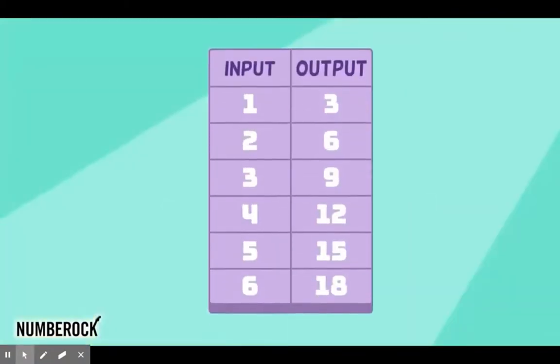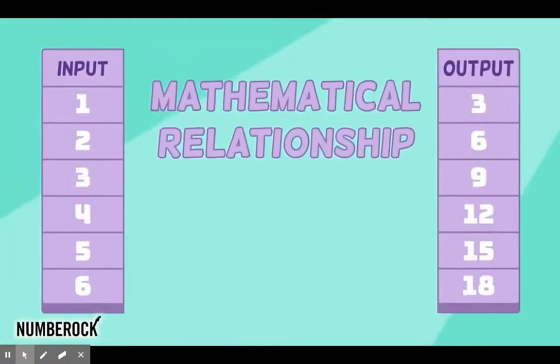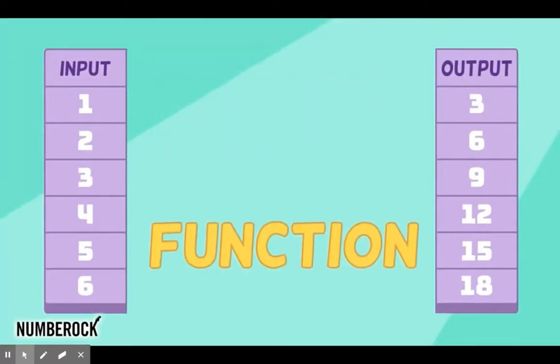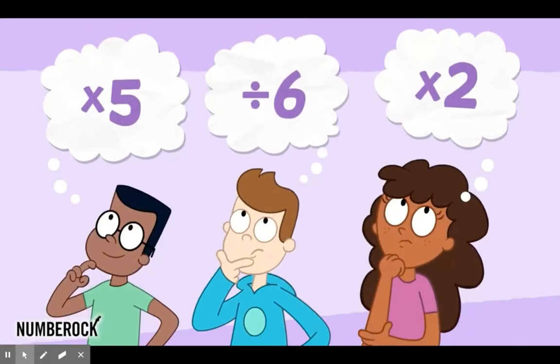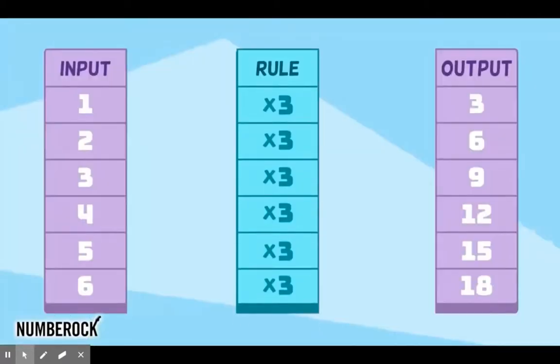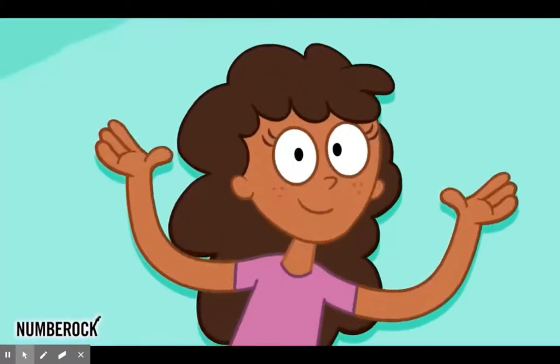When there are 2 sets of values and they share a mathematical relationship of functions, we can use our mind or mathematical tools to find and describe the relationship called a rule.